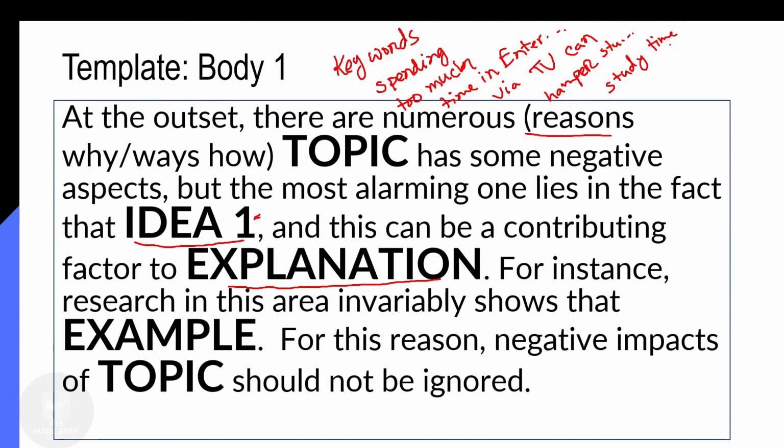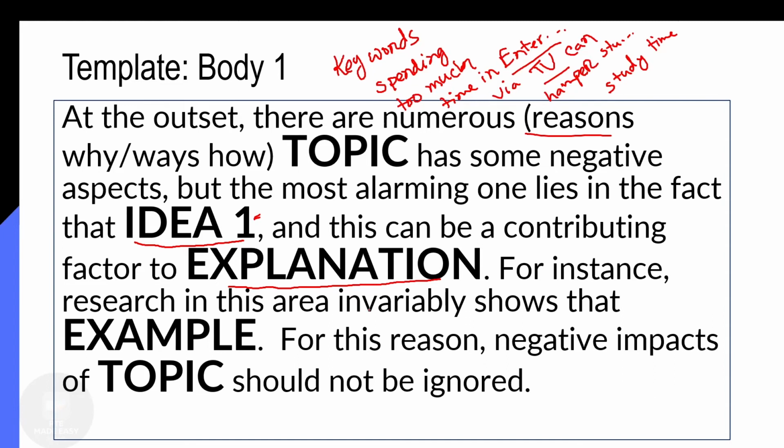Now see, I did not try to use synonyms. I directly use the words entertainment, television. I'm just simply saying spending too much time on TV will hamper students' study time or will reduce students' study time. Very simple, and this can be a contributing factor. Think about what happens or how things happen or why things happen. So if a student is spending too much time in watching TV, in entertainment, what is happening? He may have poor results. So I can say, and this can be a contributing factor to poor result or bad result, whatever you would like to say.